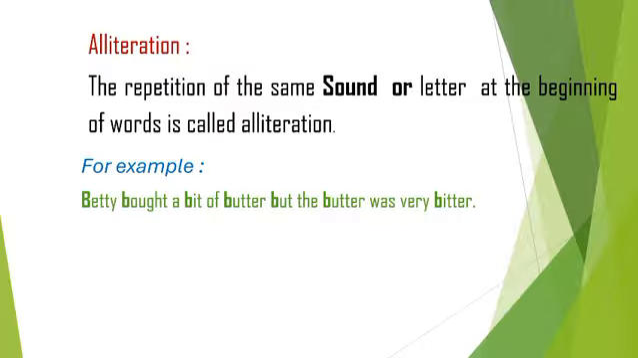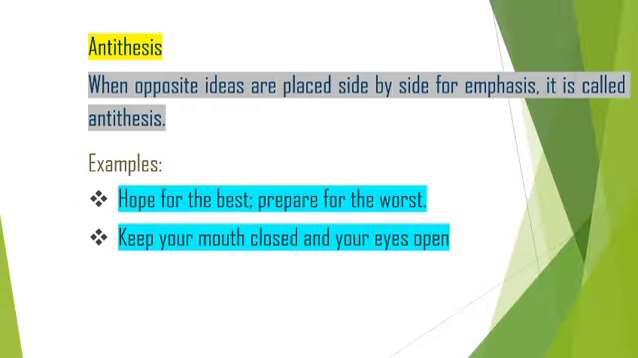I hope you will understand this figure of speech. The next figure of speech is antithesis. Antithesis is when opposite ideas are placed side by side. For example, hope for the best, prepare for the worst. In this example, two opposite words, best and worst, are given in the same line for the poetic effect. You can read more examples on the slide.